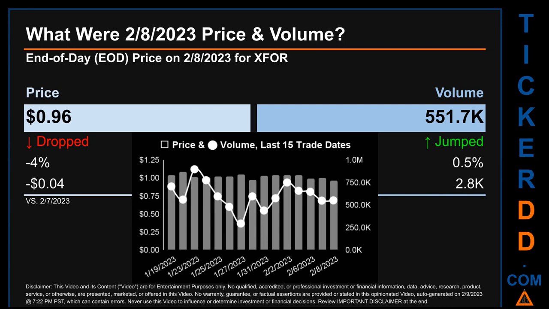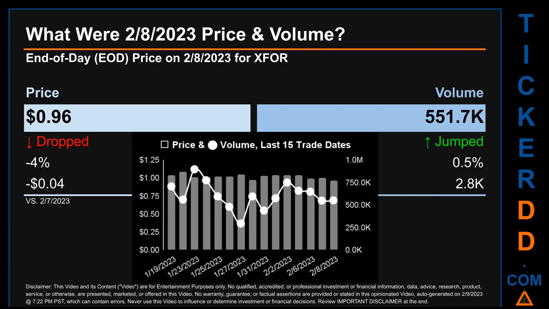What was end of day price and volume for XFOR? On Wednesday, February 8, 2023, XFOR had an end of day price of 96 cents and volume of about 551.7 thousand. Compared to the previous trading day, the price dropped 4%, losing 4 cents, while volume jumped 0.5%, increasing about 2.8 thousand. The graph shows price and volume for the last 15 trade dates.